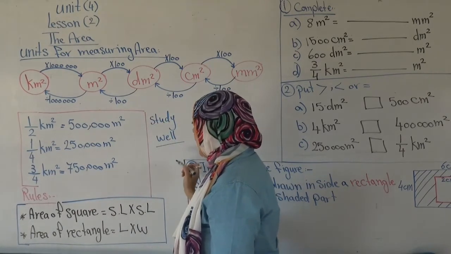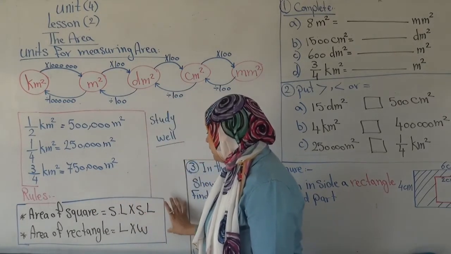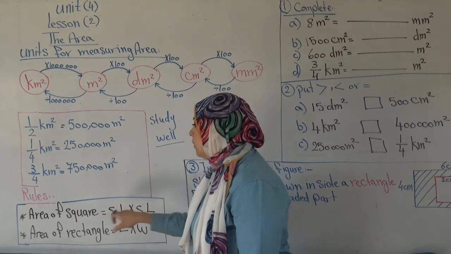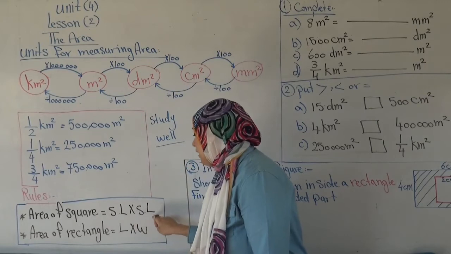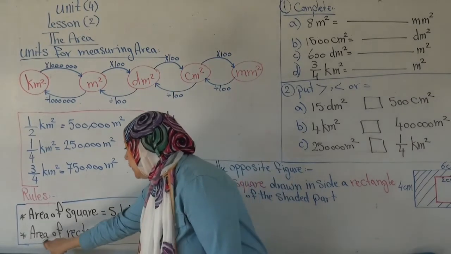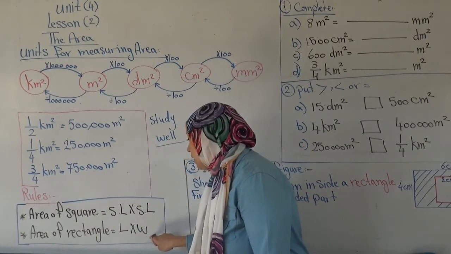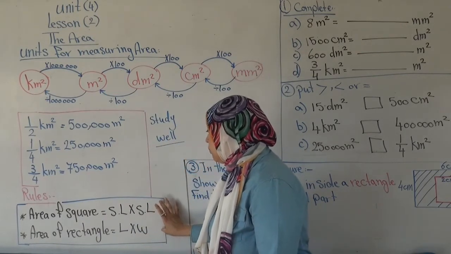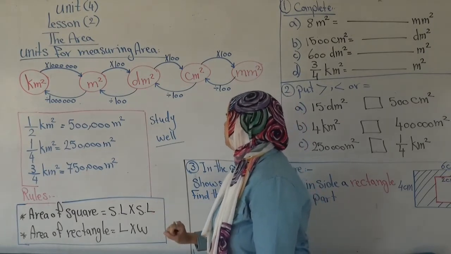Okay, after that, the rules. We will take these rules before. The area of the square equals side length times side length. And the area of the rectangle equals length times width. Study these rules well. We talked about them before.